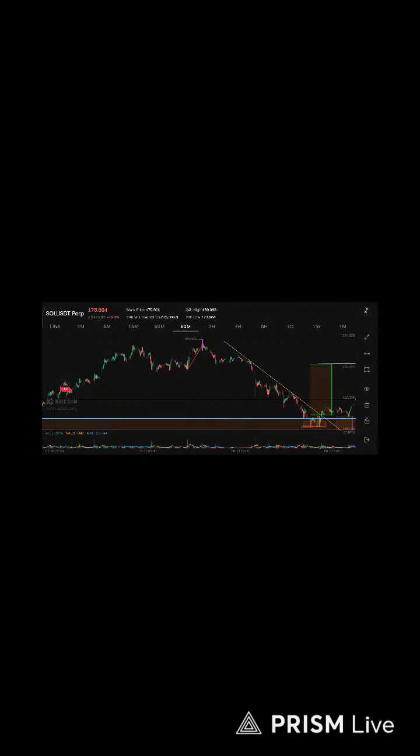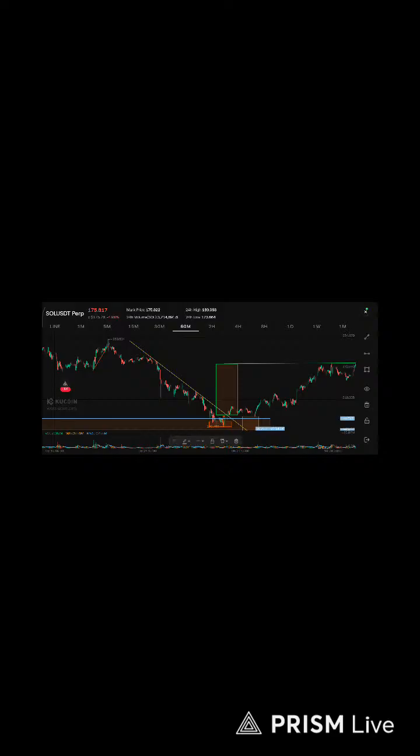So remember, you follow the step-by-step strategy: identify a clear downtrend, spot the morning star pattern near a support level, wait for the third candle to close bullishly, and enter a long buy position above the close of that candle. Now set your take profit near the next resistance or at a 1:1 or 1:3 risk to reward ratio.